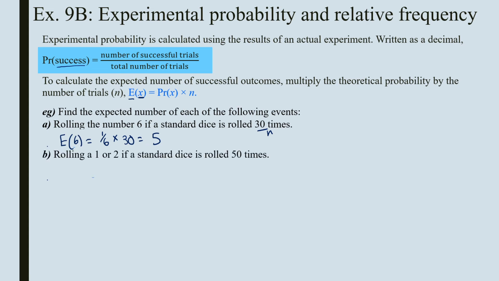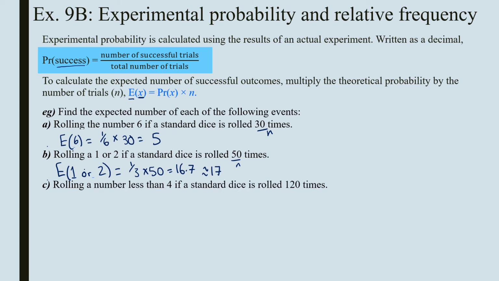Okay, how about the expected number of 1s or 2s? Okay, so here we would have a 2 in 6 chance, or a 1 in 3 chance, of rolling a 1 or a 2 on a standard dice. And we're rolling it 50 times. So again, our number of trials is 50. And 1/3 of 50, we would expect to roll 16.7 or 17 times, okay? So we would round that up. You can't have a 0.7 of a roll, okay? So we would expect around 17 of those 50 rolls to be a 1 or a 2.